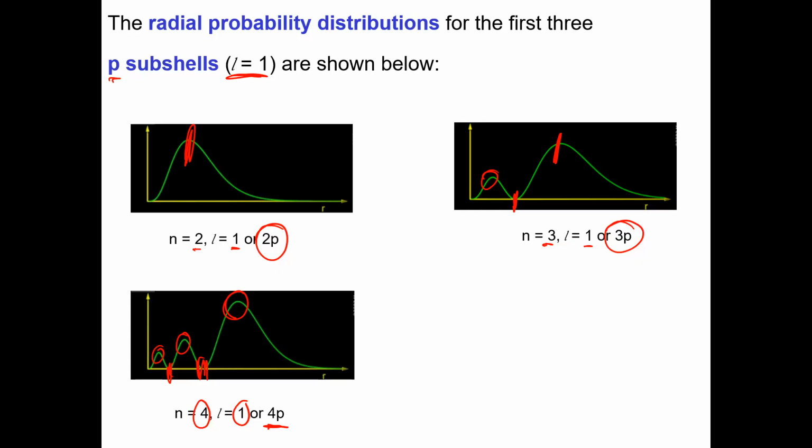So the same trend as what we saw for the S subshells. As we move out to higher principal quantum number, we get more nodes and we get more regions where the electron penetrates close to the nucleus.